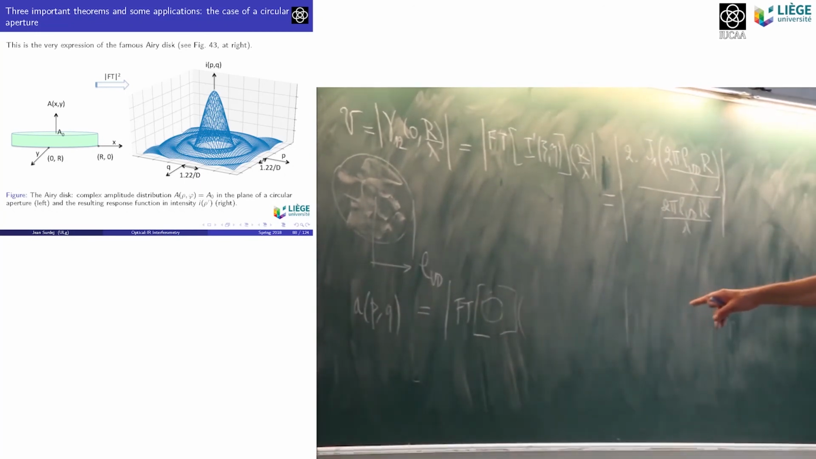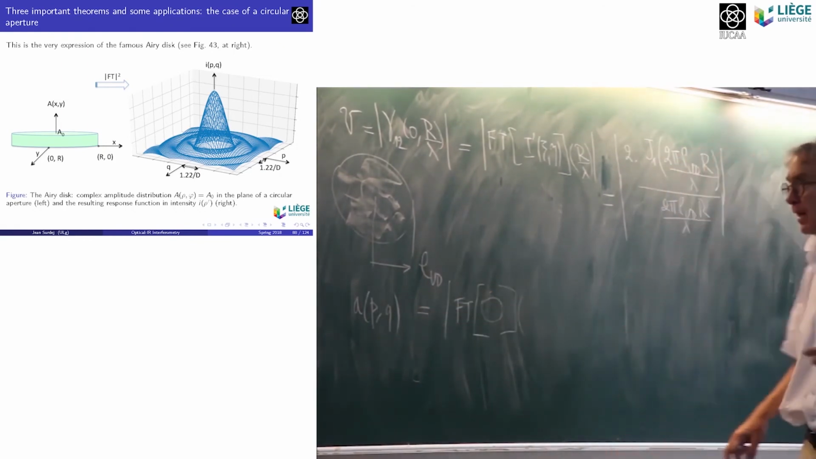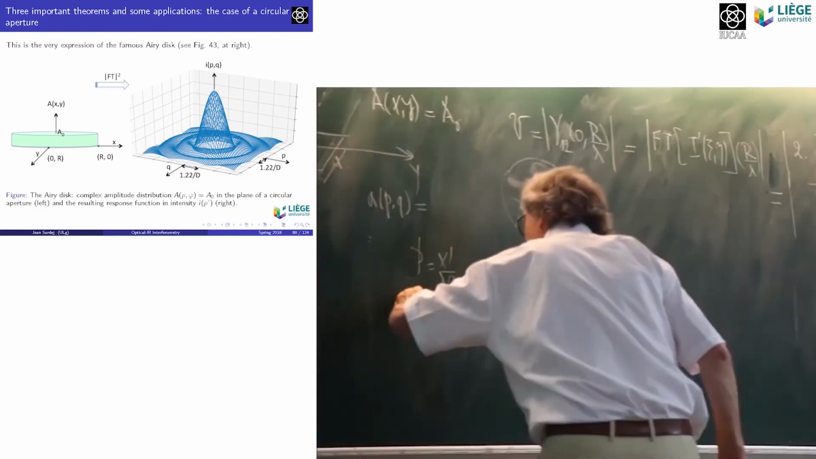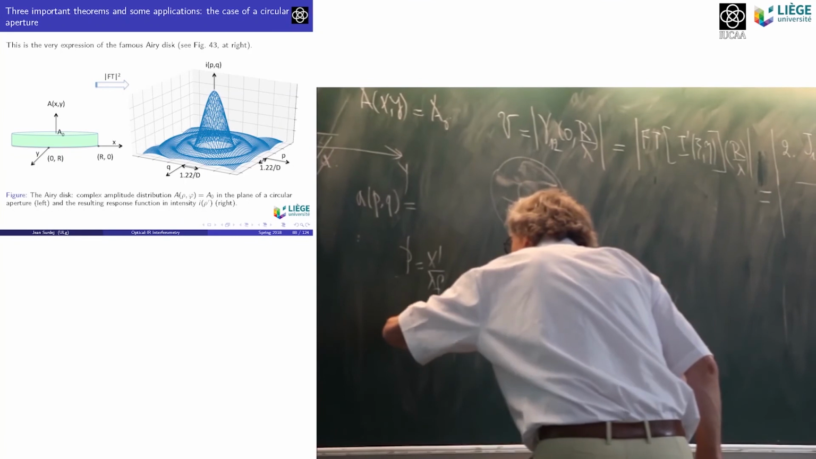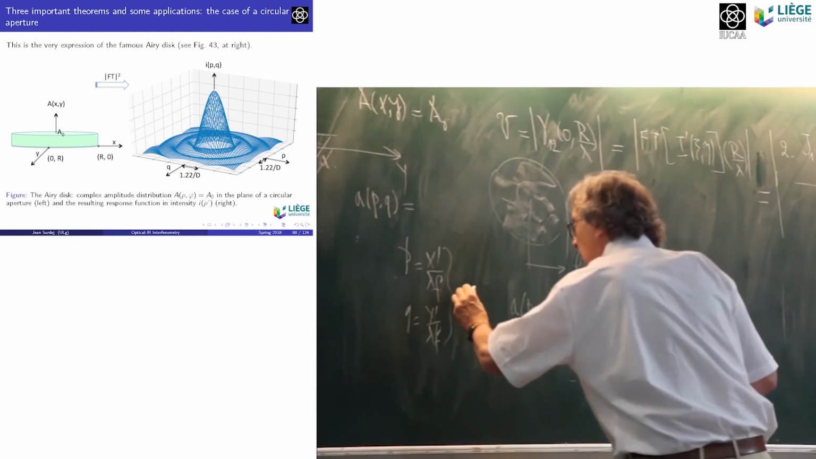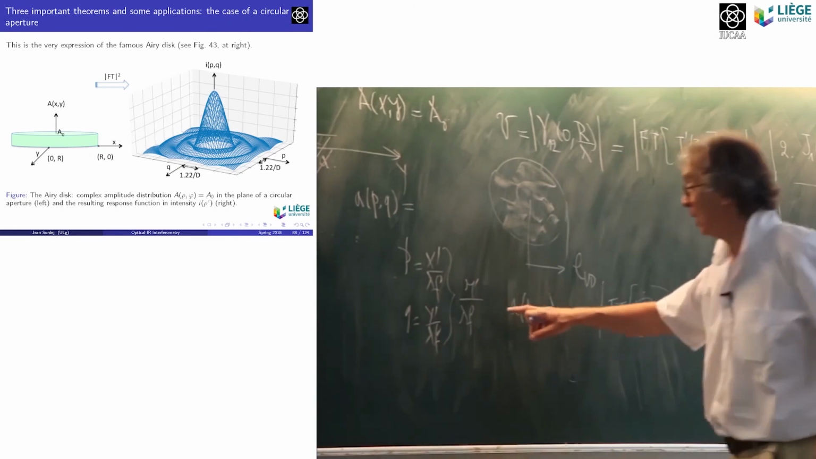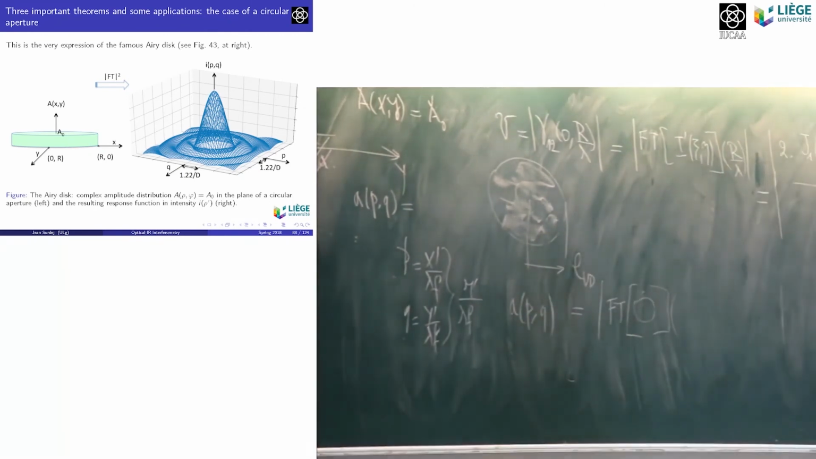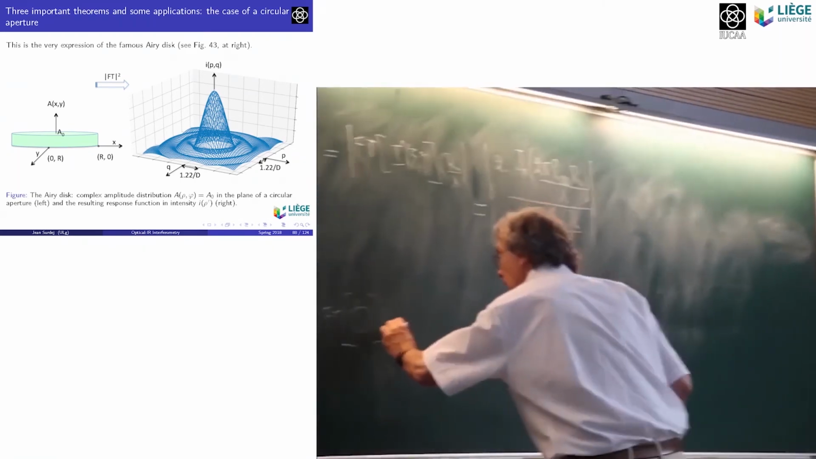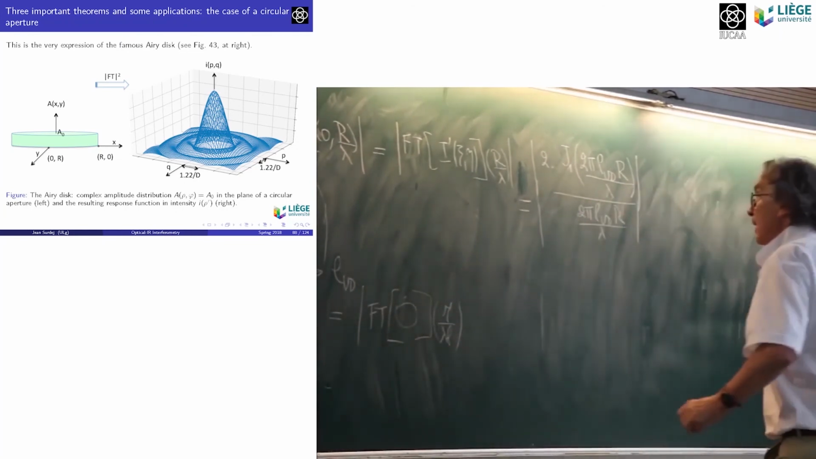Now here, the coordinates I expect would be: P equals x prime over lambda f, and Q is y prime over lambda f. So I expect this will correspond to something like small r divided by lambda f, r prime, where r prime is a radial distance in the focal plane. So I have right here, it will depend now on r prime over lambda f, like this.